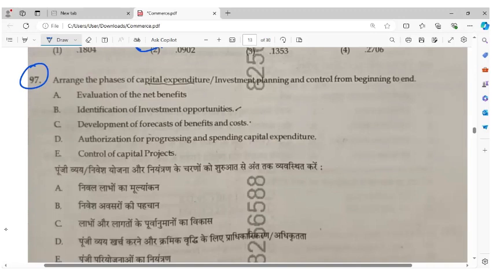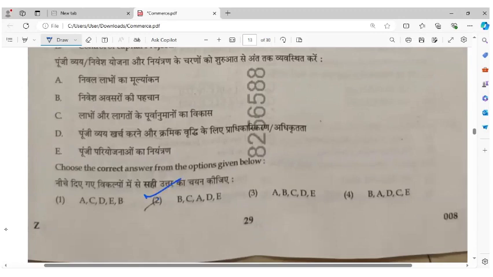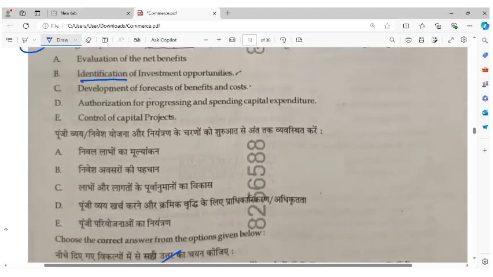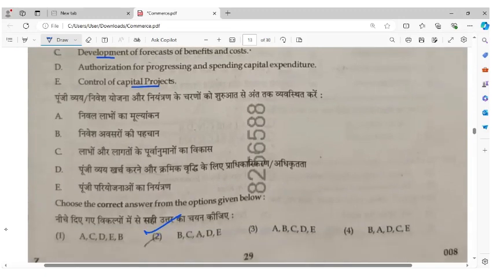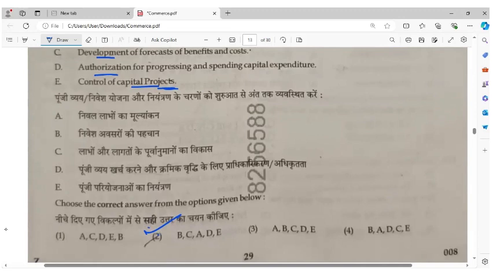Now the next question, number 97: arrange the phases of capital expenditure and investment planning and control from beginning to end. The right answer is option number 2. We start from identification, that is, identification of the investment opportunity. After that, B, we develop the forecasting of the benefit. And the last one, we create a control of our projects. After development we evaluate, and after that we authorize the spending of the expenditure. And last, we create the control of the capital project. So the option BCADE, option number 2, is right over here.